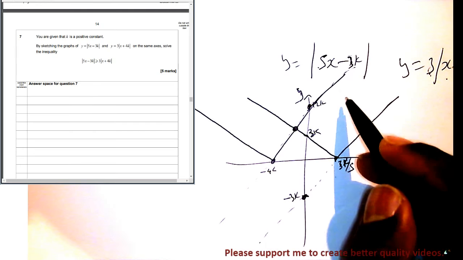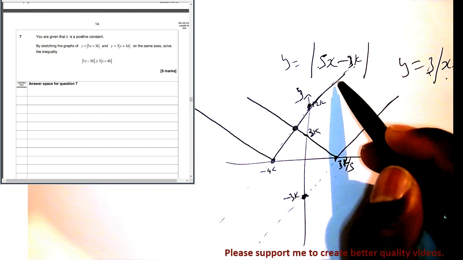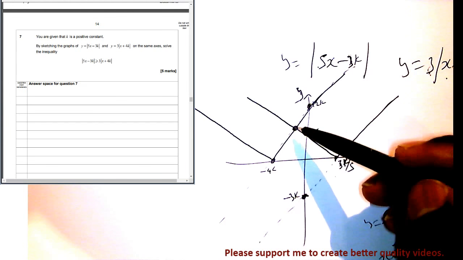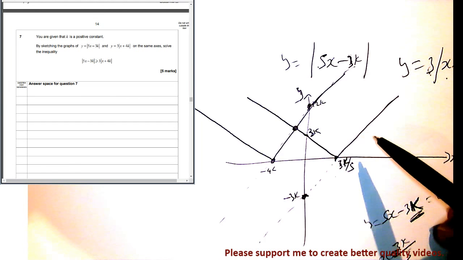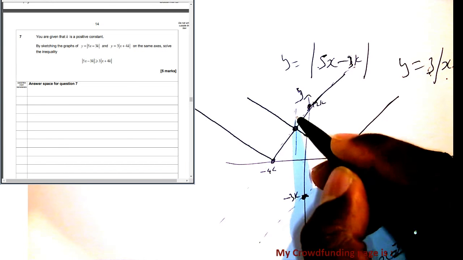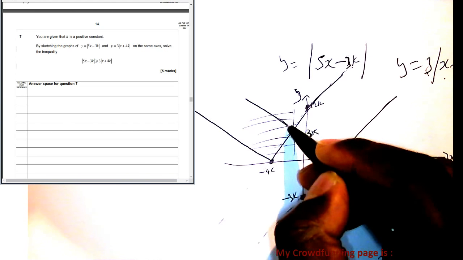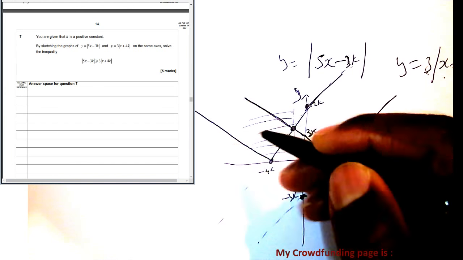Around this region of x, it looks like the second graph is always greater, right? It's always on top of the first graph. Where does the first graph become on top of the second graph? Everything below that, everything here. That's where this first graph now seems to be on top in terms of the y.